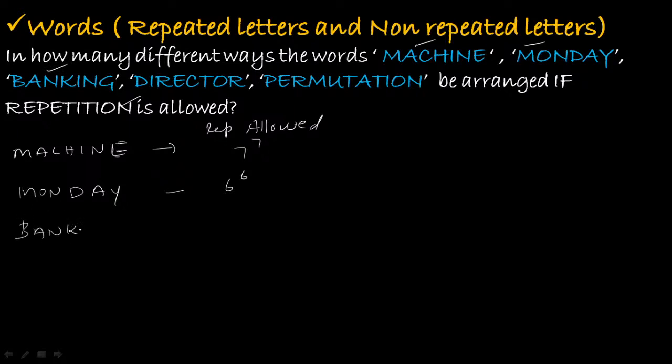B-A-N-K-I-N-G. Look at the word banking. Banking consists of 7 letters, 1, 2, 3, 4, 5, 6, 7, of which N repeats 2 times. If N repeats 2 times, you have to take it in the denominator, since it is a 7 letter word. Am I right? So these can be arranged among themselves, if repetition is allowed, as 7P7. That is, n is 7, r is also 7. So the nPr formula is what we have used here: 7P7 divided by 2 factorial ways.